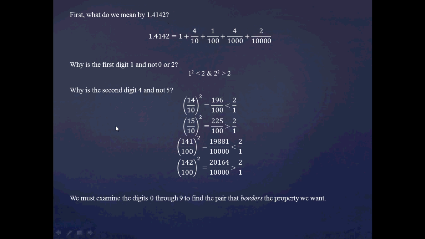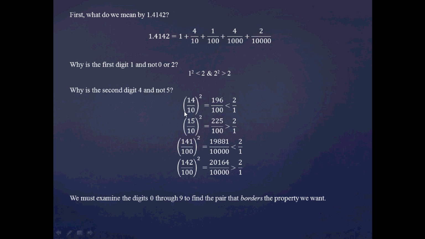So the general observation that we're going to make is that when we do this sort of determination of the digits of the square root of 2, we examine each of the digits and we plug in the symbols 0 through 9, that is 0, 1, 2, 3, 4, 5, 6, 7, 8, 9, to find the pair that borders the property that we want.